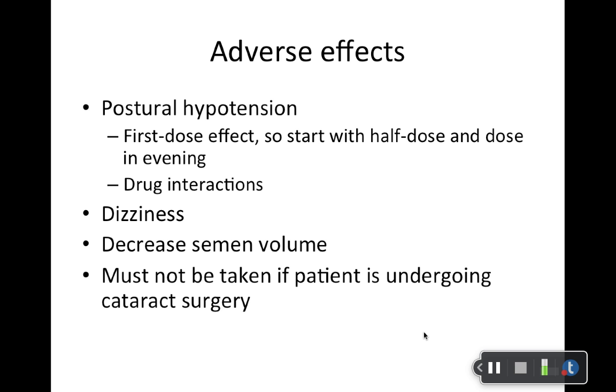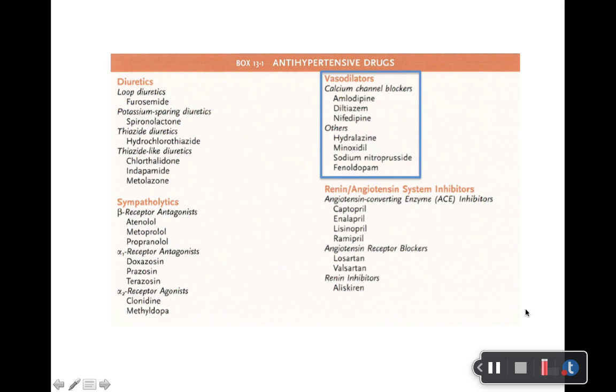And then just note, this is one of those niche things, but it's contraindicated if they're going to be undergoing cataract surgery. The drug interactions there, that's noted just because you have to be mindful of this medication when you're prescribing with other drugs that can cause hypotension, because then they'll work together and it'll have more of an issue with hypotension.